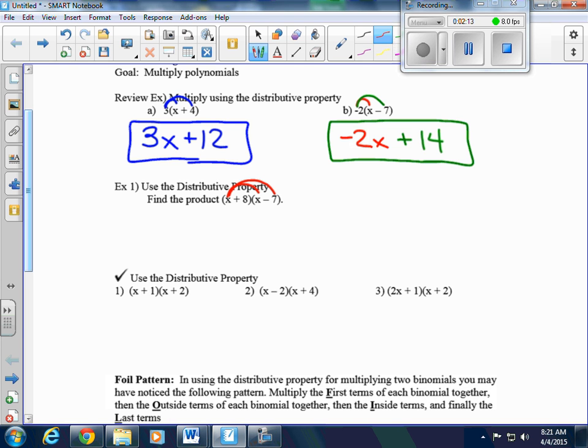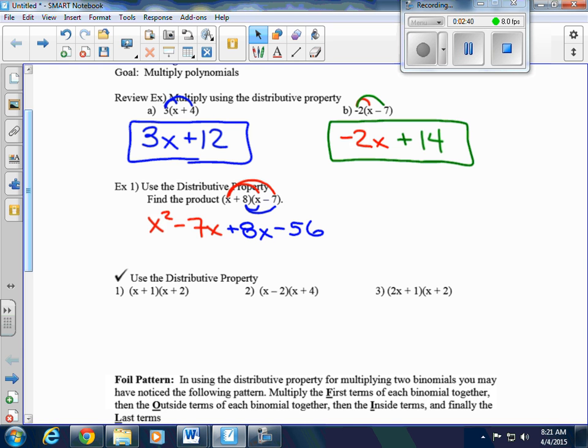So if we do that, we're going to get x squared and then negative 7x. Next, we're going to take the second term, the 8, and we're going to distribute it. So we're going to go 8 times x and then 8 times negative 7. So that's going to be 8x minus 56.